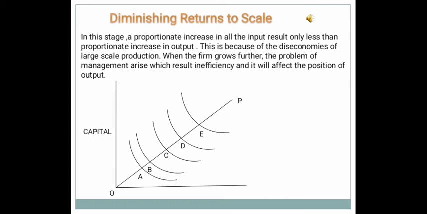Diminishing returns to scale. In this stage, a proportionate increase in all the inputs results in only a less than proportionate increase in output. This is because of the diseconomies of large-scale production. When the firm grows further, the problem of management arises, which results in inefficiency, and it will affect the position of output.